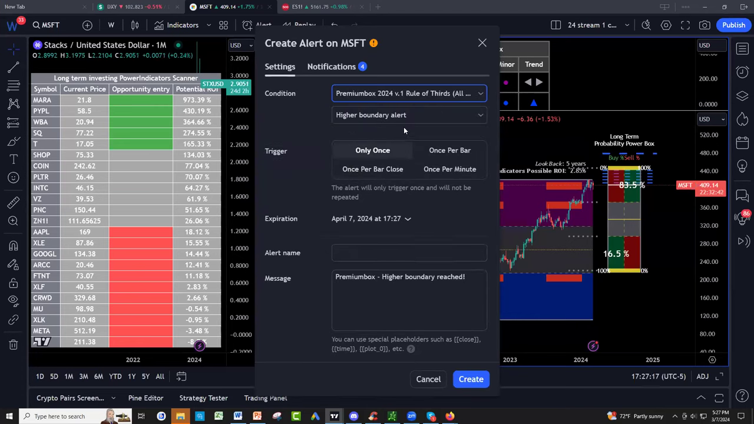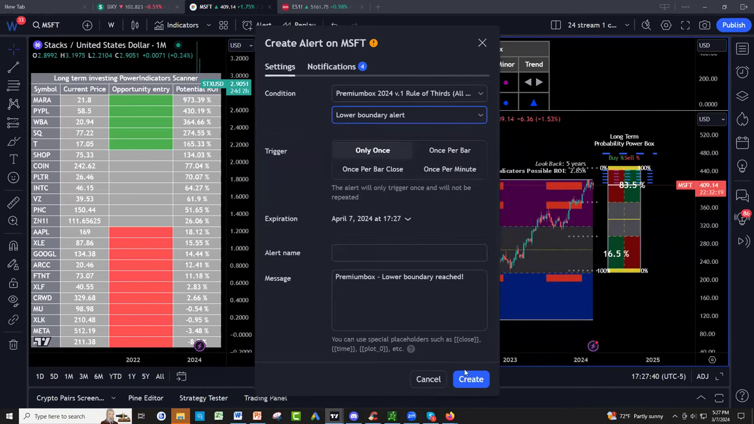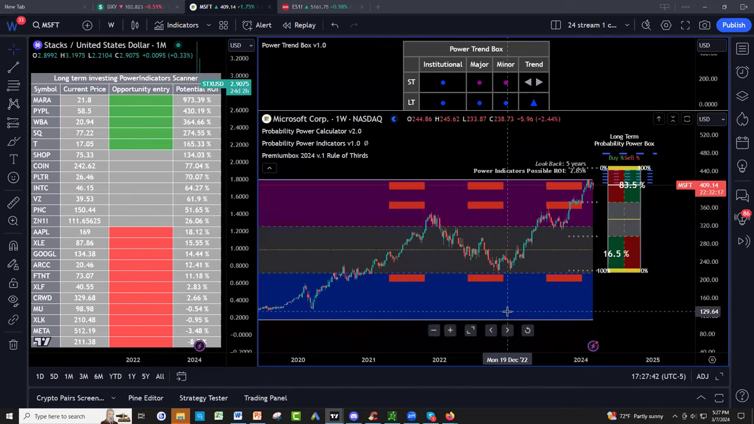And what I'm going to say is because I want to buy Microsoft on pullback, on every lower boundary I want. See, this is the beauty. I can do an alarm on every lower boundary, which means this line, or I can do the top and bottom boundary, which is the bottom of the blue, the top of the red. And those are fantastic. And then you set up and boom, it's done. Okay?